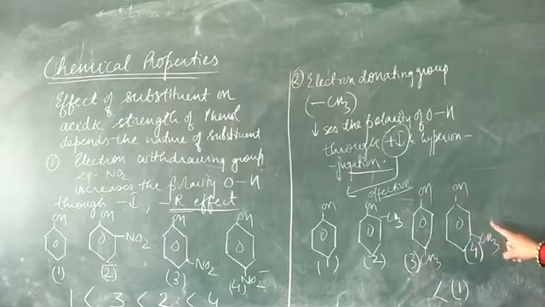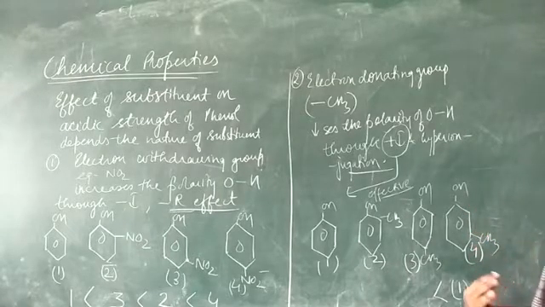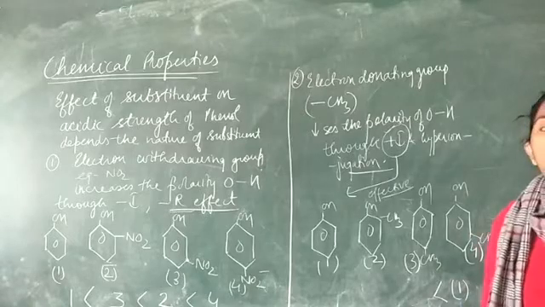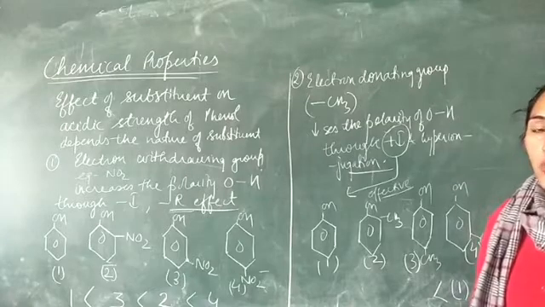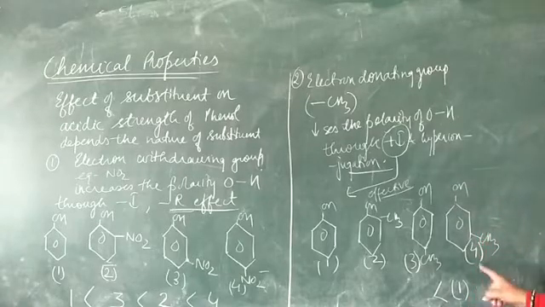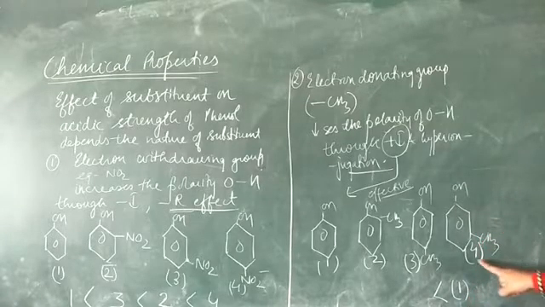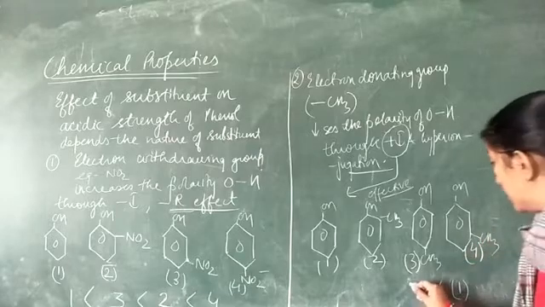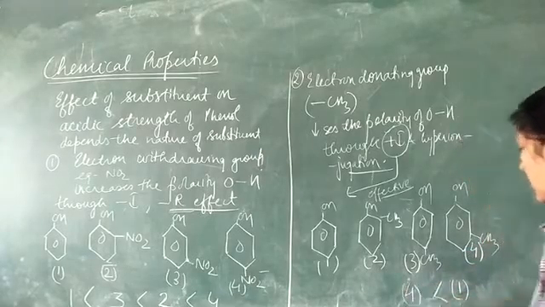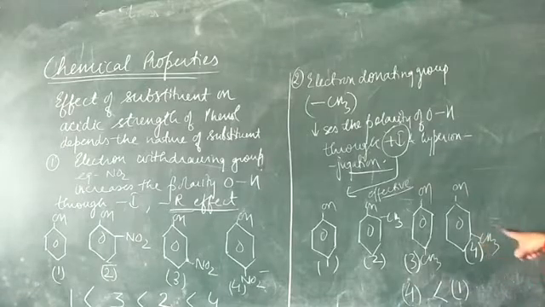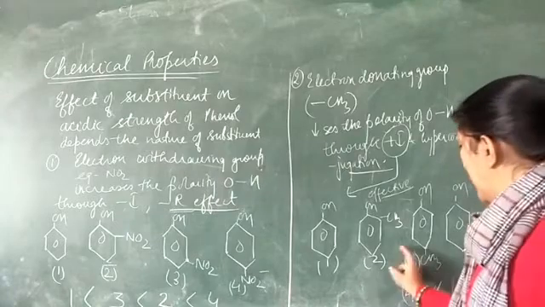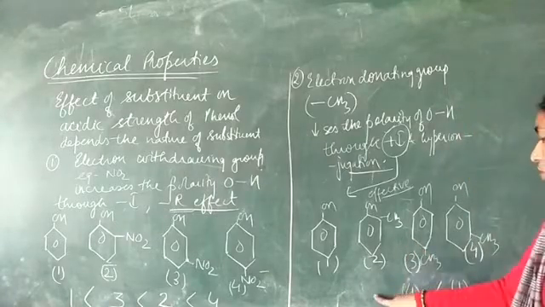Now again, whether it be the electron donating effect or the electron withdrawing effect, it works better when the group is present at the ortho and para position, right? So here it is a meta position. So the acidic strength is not going to get reduced by the position of CH3 at the meta position. This is 4, and now comes the turn of which one is going to be the next one.